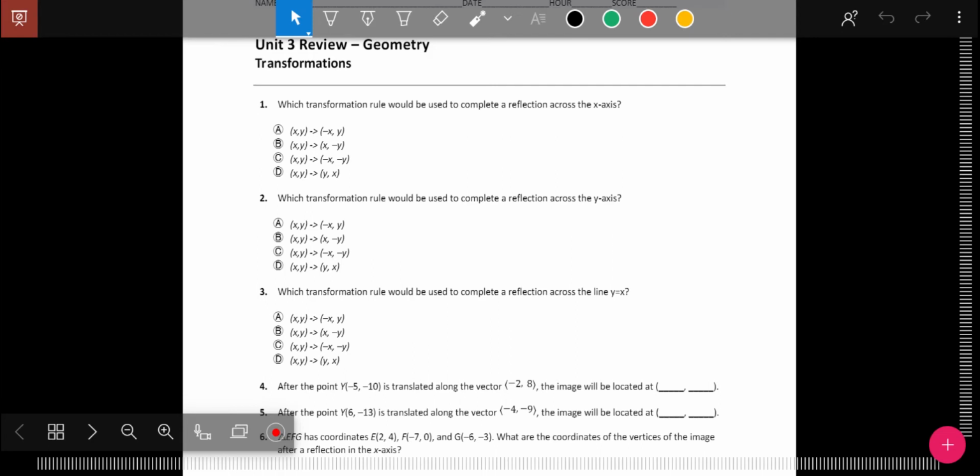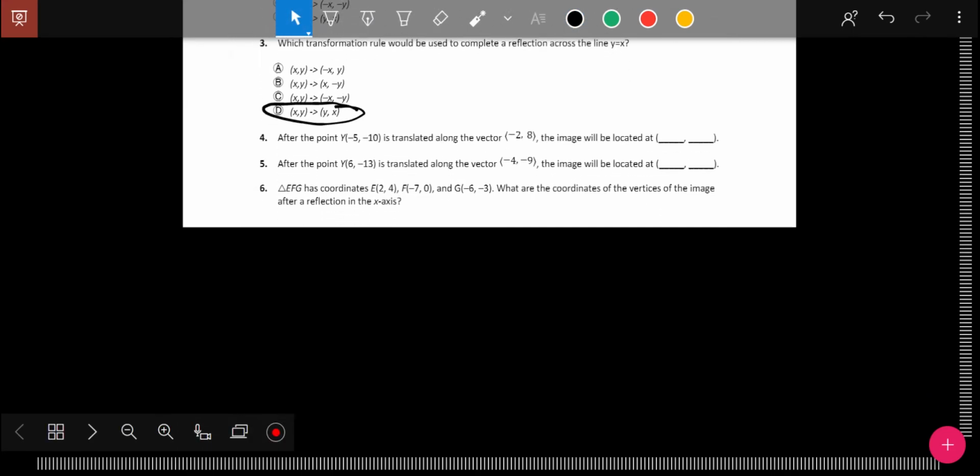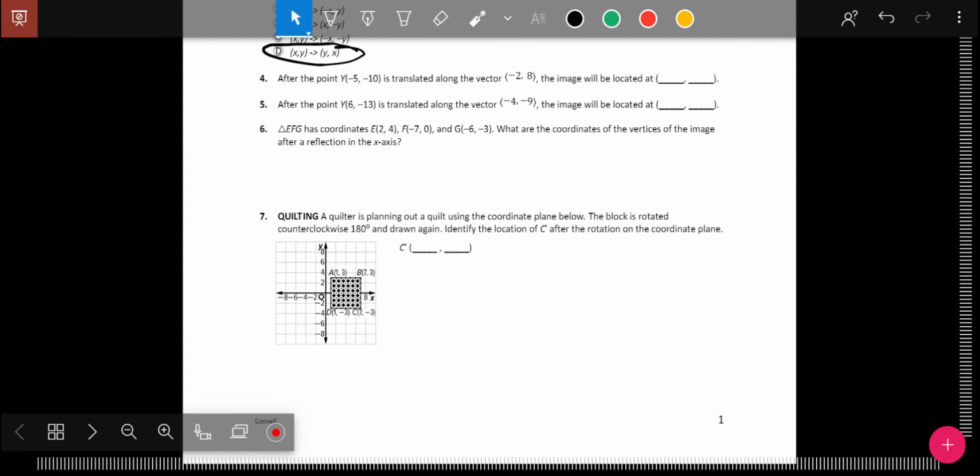Which transformation would be reflection across the x-axis? That would be where the y changes because you're going across the x-axis, and so that would be B. And then across the y-axis is where the x changes, and so that would be A. And across the line y equals x is where they flip-flop spots, and so that would be D. And then if you have those kind of notes to help you along the way here.